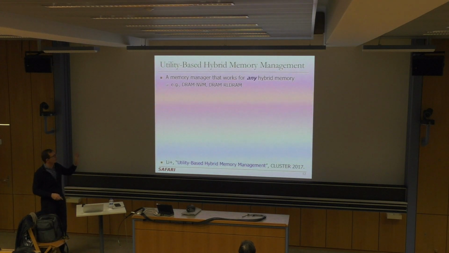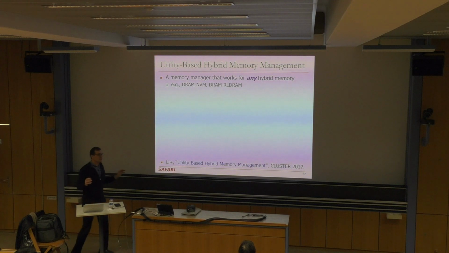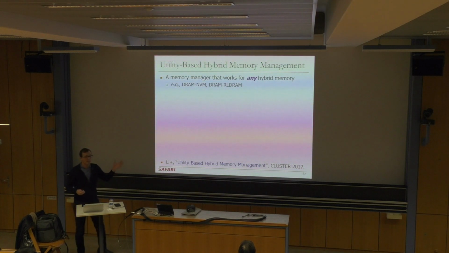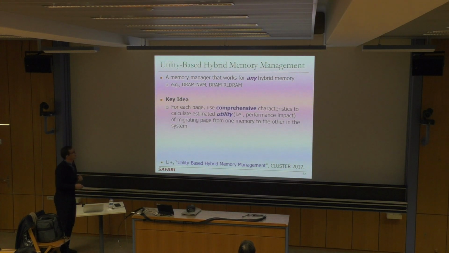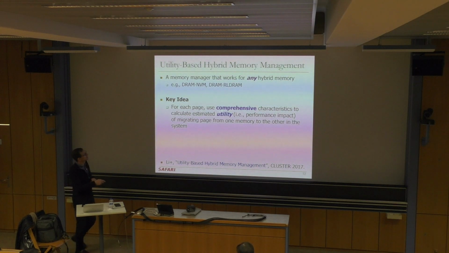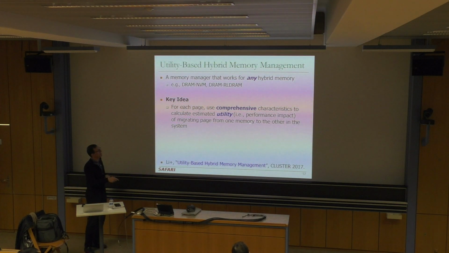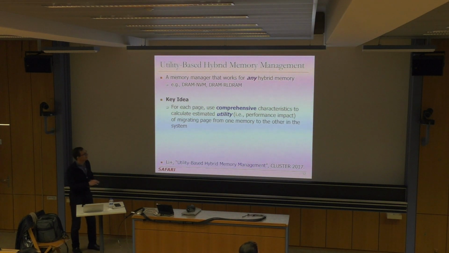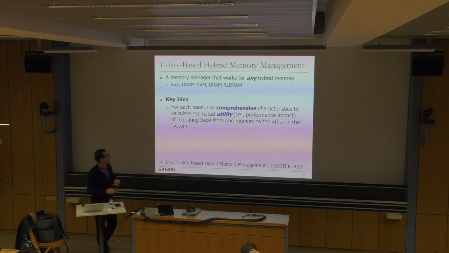It's heuristic based. I'm not going to go into the details, but it turns out it actually works with any hybrid memory. Essentially, what you really need to consider is latency and bandwidth parameters of the memory. And the key idea is for each page, there's a metric that's called utility, and we use a bunch of characteristics to calculate the estimated marginal utility of migrating a page from one memory to the other memory in the system. And utility is defined as performance impact in this case.